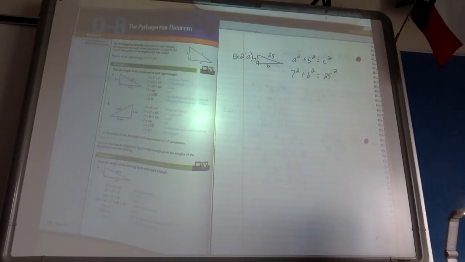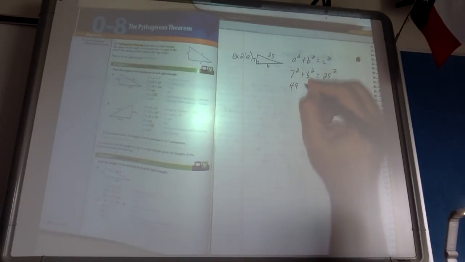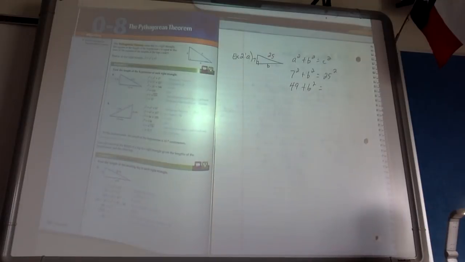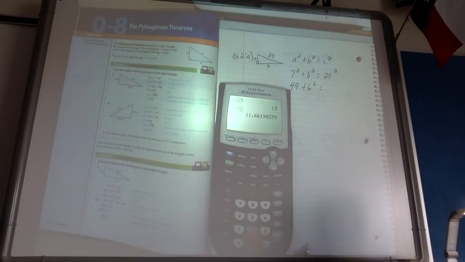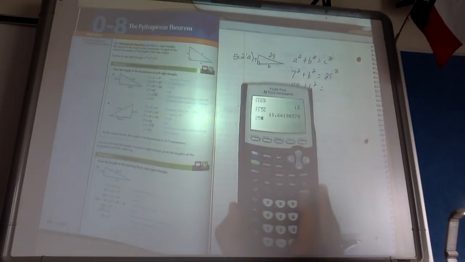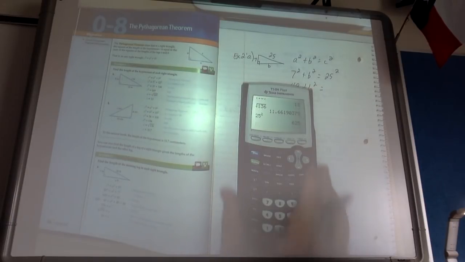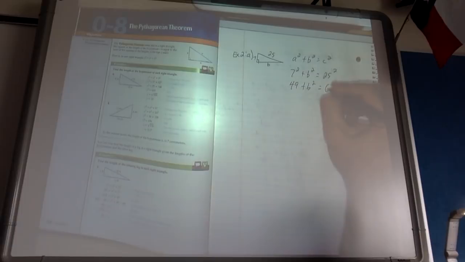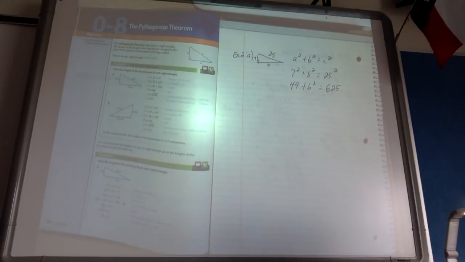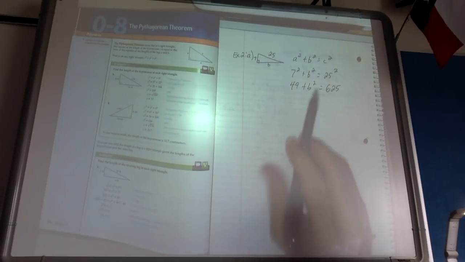I've got some math to do. 7 squared is 49 plus B squared equals, if you're not great with 25 squared, no big deal. 25 squared, enter, 625. All right, so it's a good little algebra problem for us. I'm solving for B.